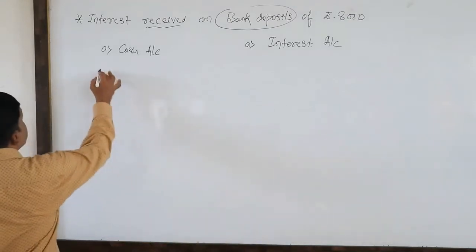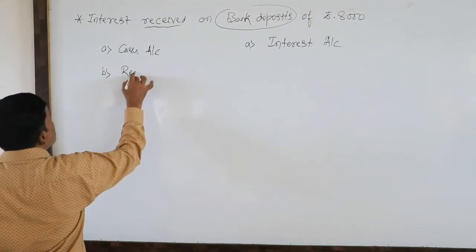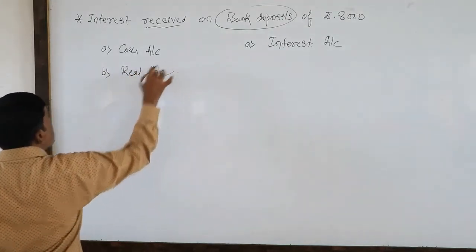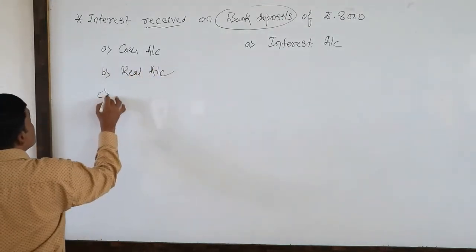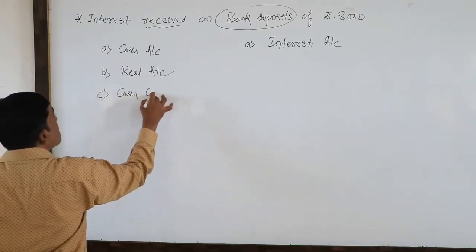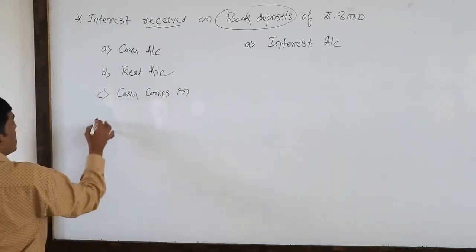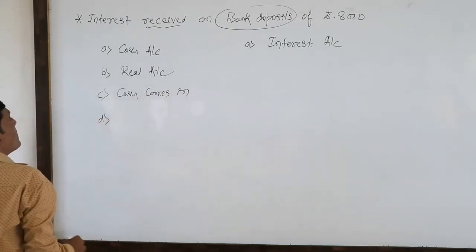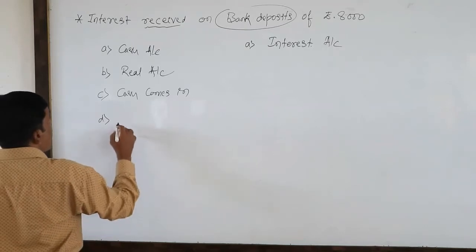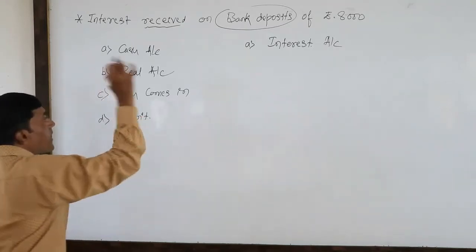So look here, cash comes under real account. Point number one, under this cash, cash comes in. As per the real account rule, debit what comes in. Here the cash comes in. That is the reason we need to debit the cash account.